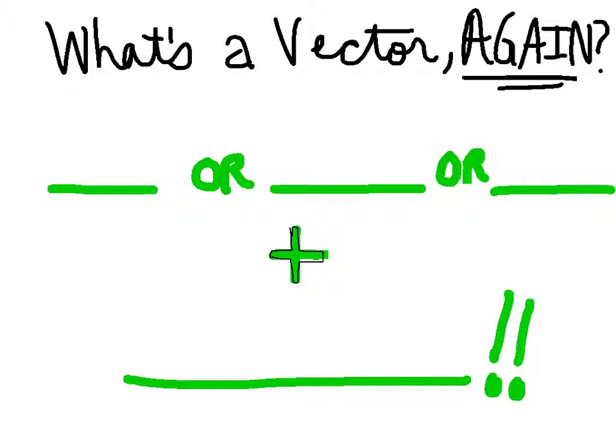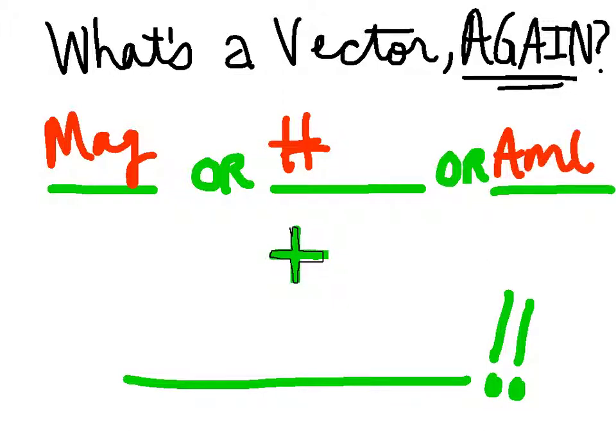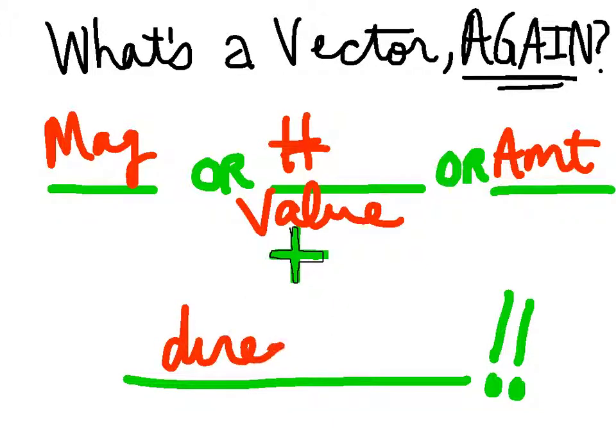Well, a vector, notice I have 3 blanks here for me to fill in. A vector could be anything that has a magnitude, a number, an amount, or a value. It's something plus, because if I just stopped there, I wouldn't be a vector, I'd only be a scalar. It's something plus a direction. And again, this is no new information that you haven't heard before.